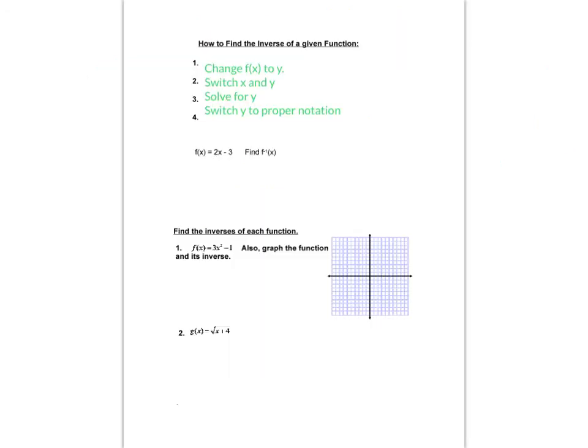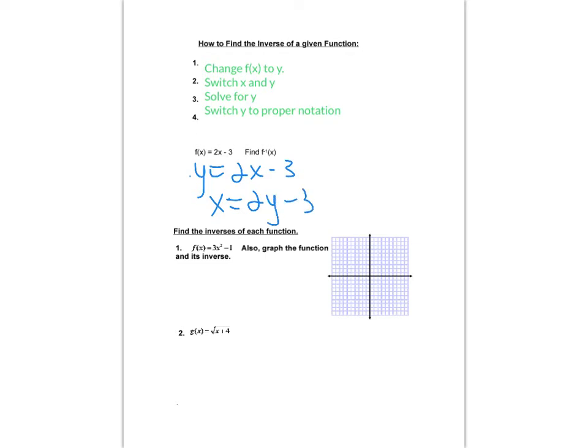Okay, real quick, just some steps to actually solve for the inverse. Switch f of x to y, literally switch the position of x and y, solve for y, and then switch y to the proper notation. So for our example that I'm going to do with you, we should start by switching f of x to y. That's our first step. So y equals 2x minus 3. Swap x and y. So x now equals 2y minus 3.